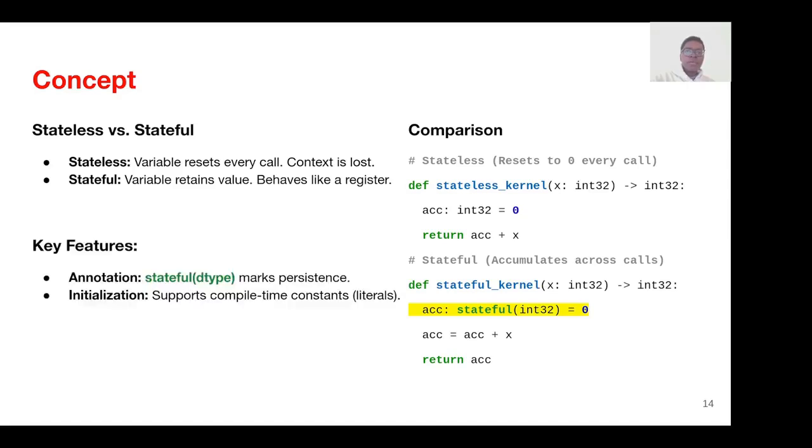So our key feature is to add a stateful annotation to Allo types, like integers and all the existing types, even arrays, to mark persistence. We're also able to initialize them with compile time constants.